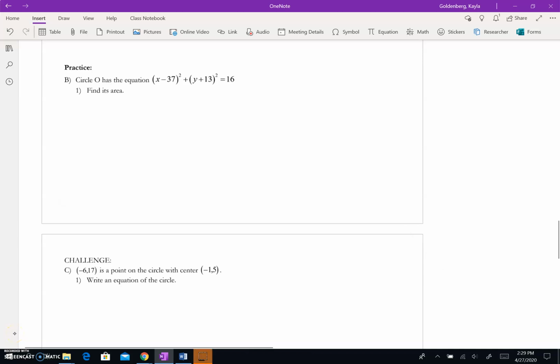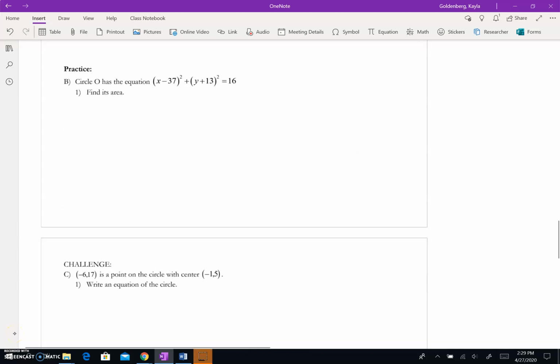Now we're going to continue on with some practice. This next one's actually pretty quick. They give us the equation of a circle. You can pull from the equation that the center is 37, comma negative 13. Remember, it's opposite of what you think because it's minus the coordinate. So minus the 37 and minus the negative 13 will make that plus.